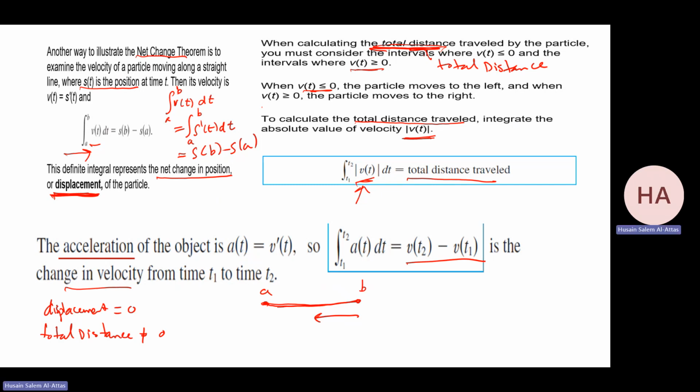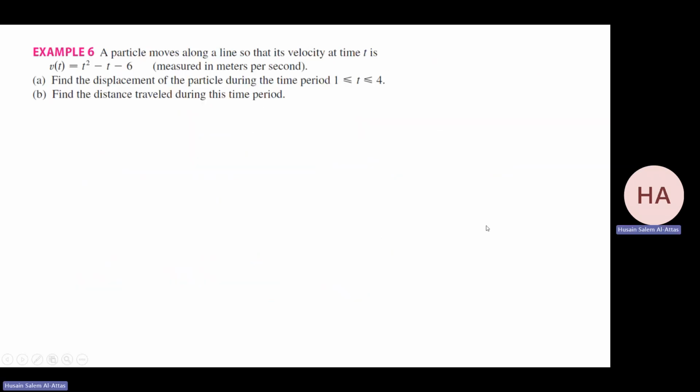Okay. So a particle moves along the line. Don't forget, displacement, give me what? Integral from A to B, V of t dt. That gives me the change in the position. Total distance is what? Integral from A to B, absolute value, V of t dt.